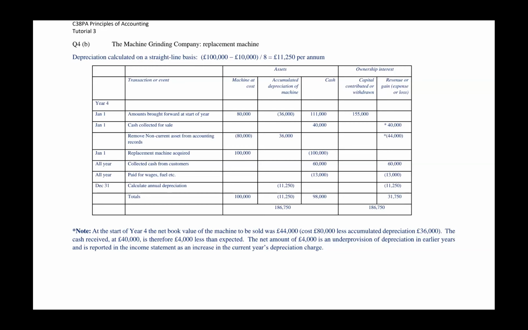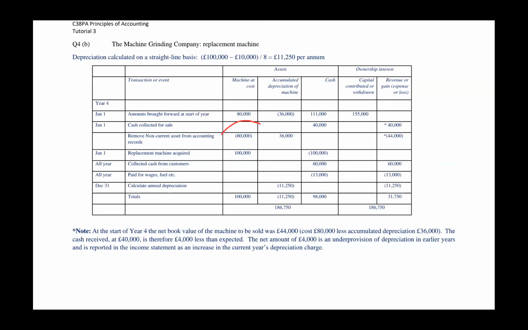And the value at which we are selling the asset is 40,000. You have that as cash, so it has been put as a revenue because that's what you are getting as cash. Then at the same time, we removed the non-current asset at 80,000. So you deduct the cost.